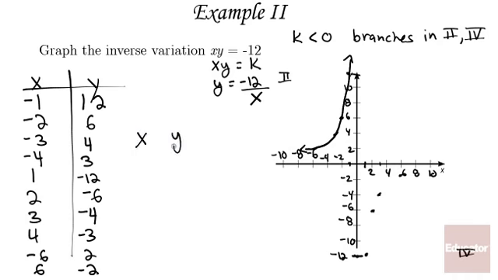I can even do a couple more. When x is 12, y is negative 1. So that helps me finish it out. Okay, so I am going to have a graph such that I have a hyperbola that is approaching, but not quite going to touch. It's never going to actually reach this axis. It's going to approach it, but never reach the x and y axes. And it's a hyperbola with 2 branches in quadrants 2 and 4.